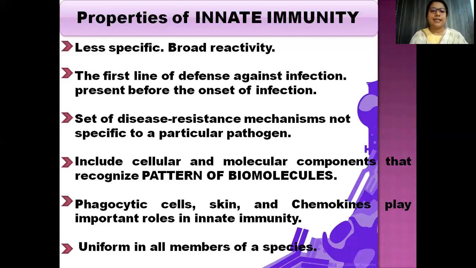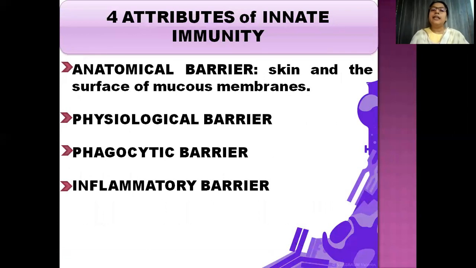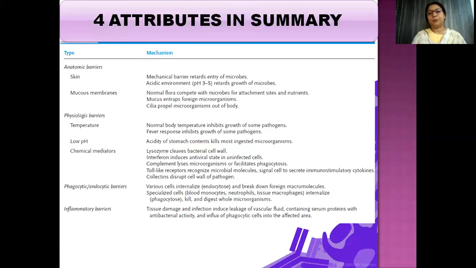Now moving to the next slide. Innate immunity is divided into 4 attributes. The first attribute is the anatomical barrier. The second is the physiological barrier. The third one is the phagocytic barrier, and the fourth is the inflammatory barrier. Now, this is a table which shows the 4 attributes along with their functional mechanisms.